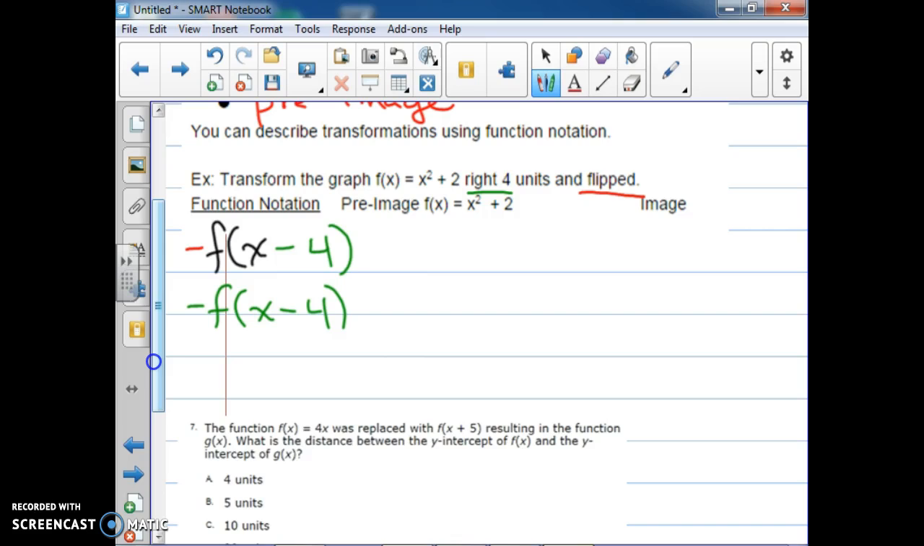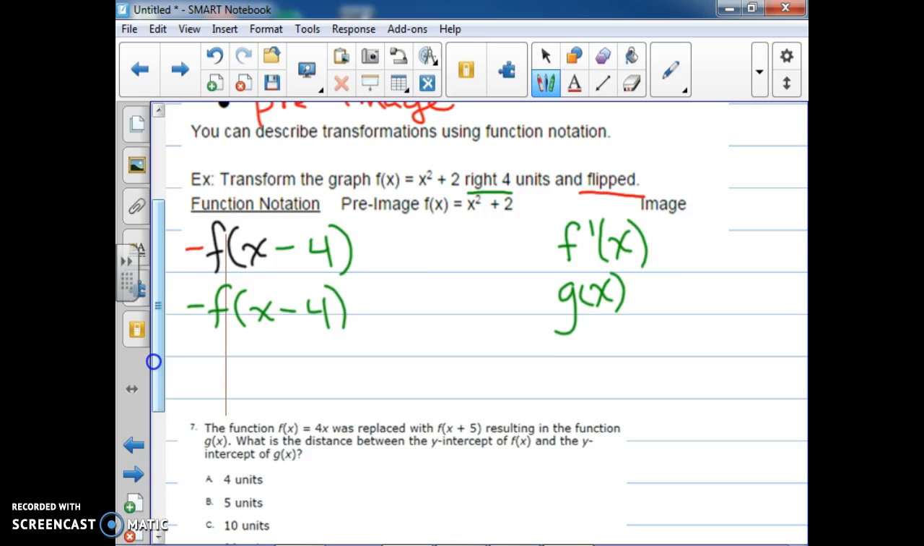Alright, so sometimes your problem will say that your transformation results in a new function, called the image. It can be f prime of x, or it could be g of x, something like that. But your problem will state what it is.